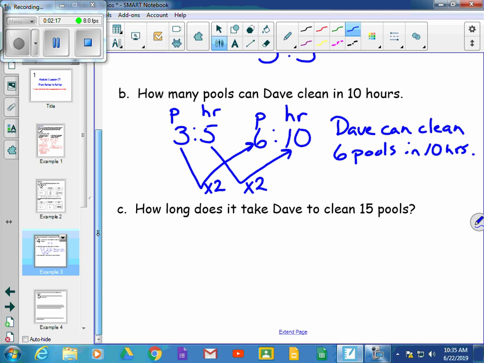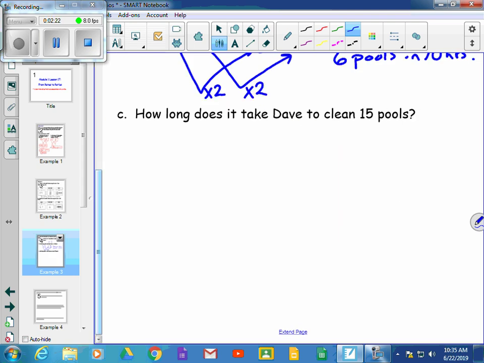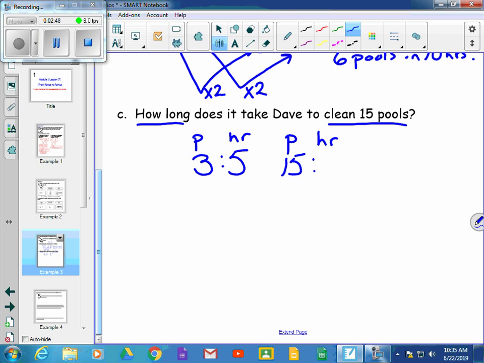Let's do the last question here. It says, how long does it take Dave to clean 15 pools? Again, I'm going to use equivalent ratios. I'm going to take that 3 pools to 5 hours. I'm going to set it to another ratio that's pools to hours, the same pattern. This time I'm going to fill in the pools because they give us 15 pools this time. I want to know how long, how many hours that will be.